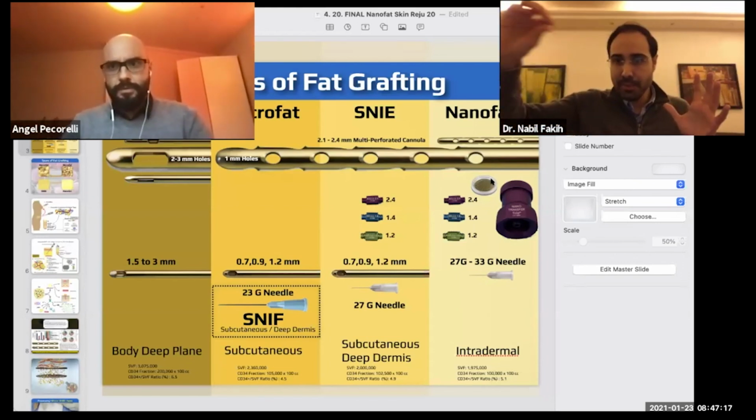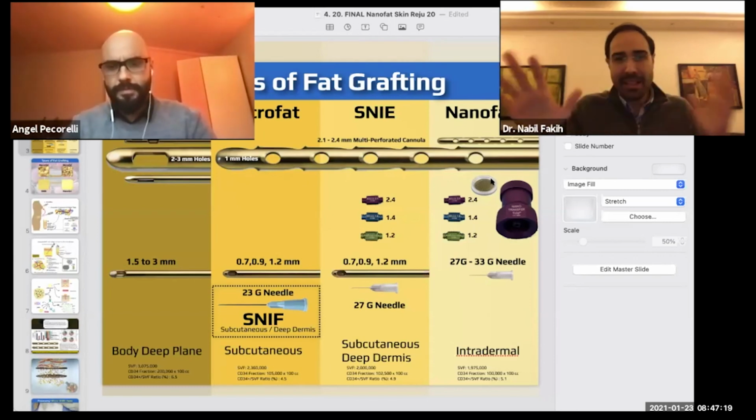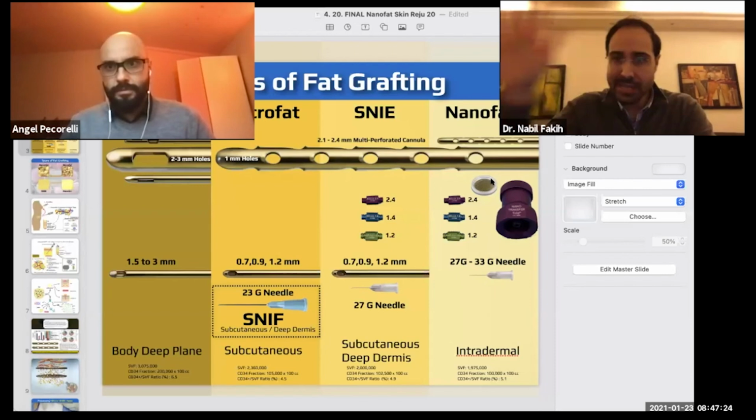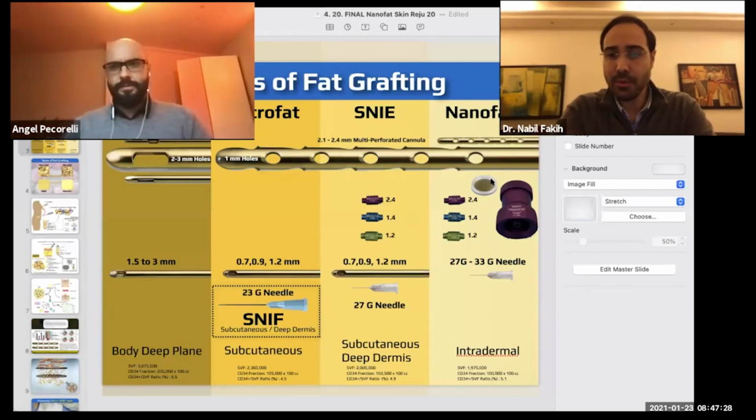So I take a bit from here, a bit from here, a bit from here. So it really flattens the area in a way. I'm not focusing on one area and taking from one area. I just put anesthesia in a big area. But again, you can take from the abdomen if you want. There is no problem. Sometimes I do it.